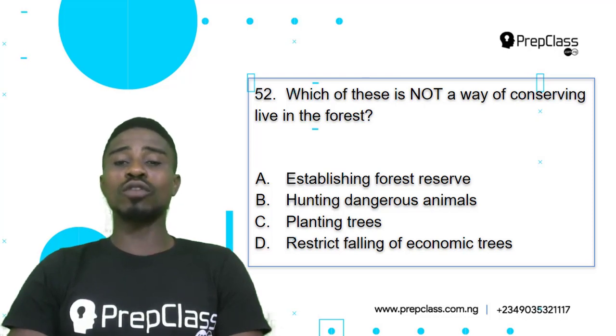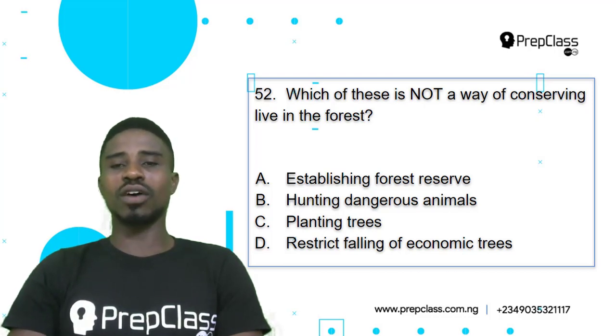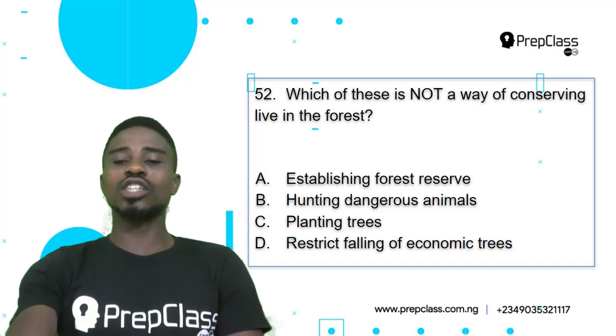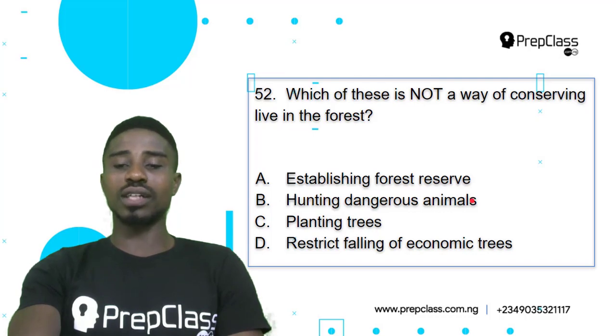If we wipe off all of these species of animals, how will we tell our children that such an animal existed? Take for instance, the rhesus monkey is almost going into extinction. We only have few species of the rhesus monkey. And if the rhesus monkey goes into extinction, we will not have anyone left to show to the next coming generation. So hunting dangerous animals is not a way of conserving lives in the forest, and that would be our correct answer.